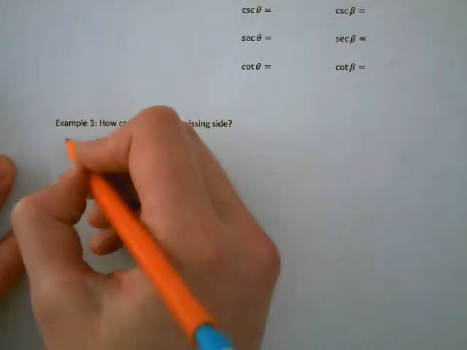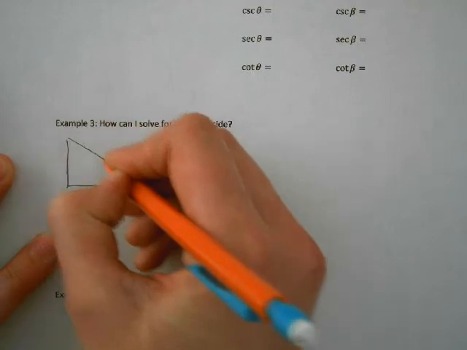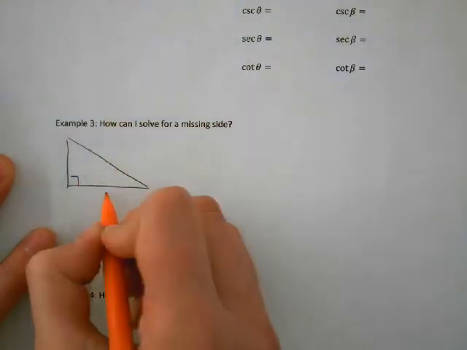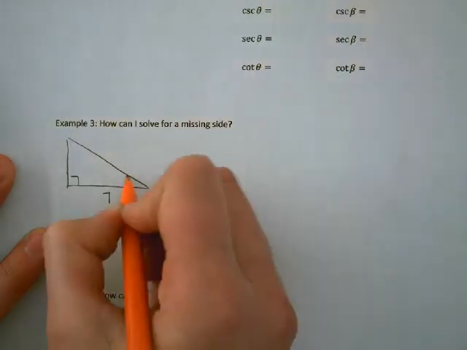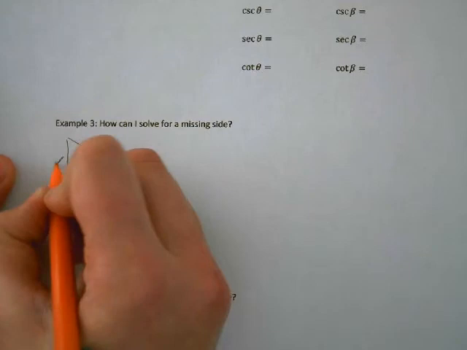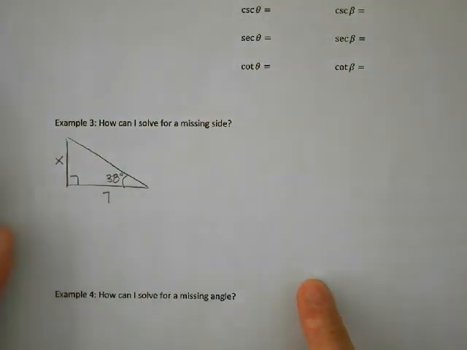So example 3 says, how can I solve for a missing side? We're going to go ahead and draw a right triangle. And there's our right angle right there, and we have a side of 7 right here. We know that our reference angle is going to be 38 degrees, and our missing side is right there, so I'm going to go ahead and put an X there.